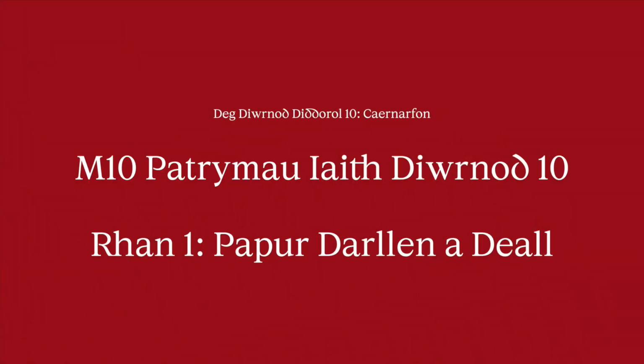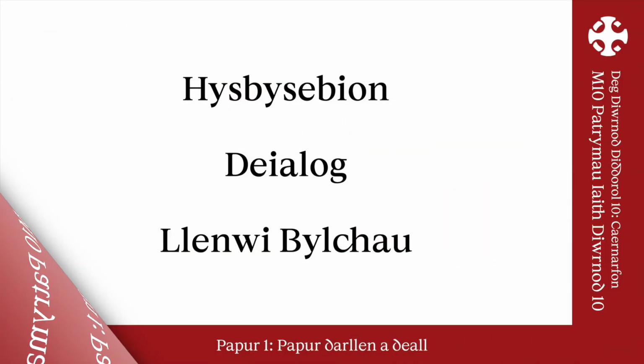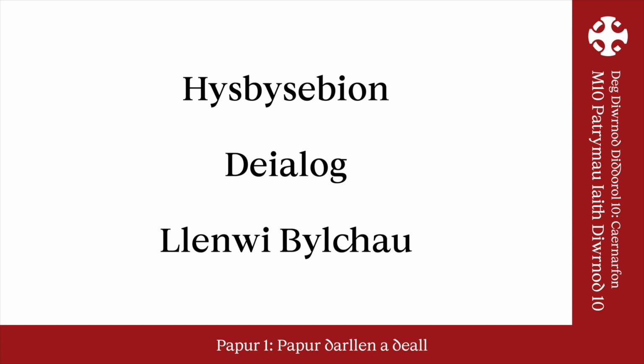Papur 1. Papur darllen a deall. Hanner awr. Cwestiwn 1. Hysbysebion. You will be asked to answer questions about an advert. Cwestiwn 2. Dialogue. You need to read a dialogue and fill in a grid based on the information given. Cwestiwn 3. Llenwi bylchau. You will be asked to fill the gaps in a sentence with the correct word.